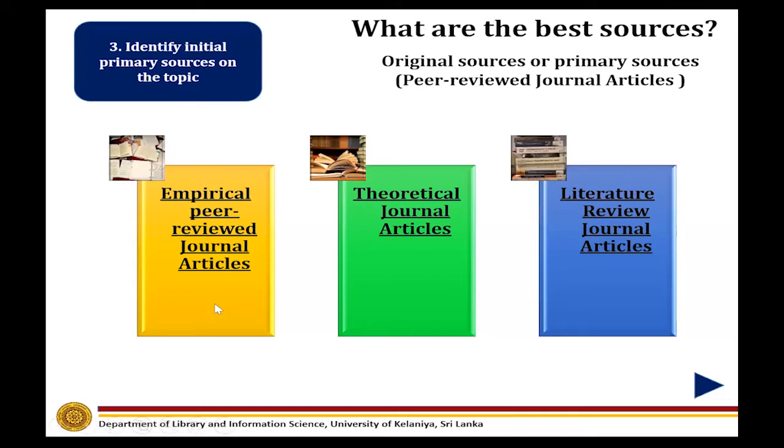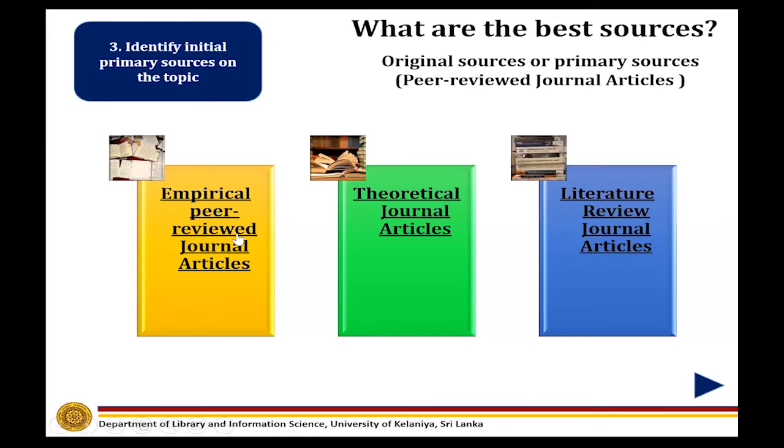So the first one is called empirical peer-reviewed journal articles, then theoretical journal articles, as well as literature review journal articles. So if we are searching for information, if we are looking at relevant research articles through databases or through online platform search engines, please focus on accessing those primary sources for your research project, because it will give you the nice clue or the nice information for your study, right?